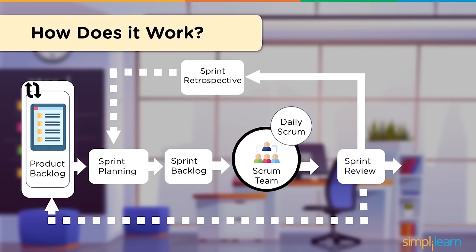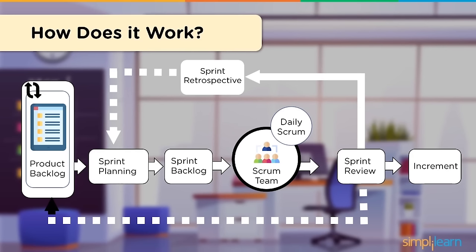They also have a sprint retrospective. Now, during this session, past mistakes, potential issues, and new ways to handle them are identified. Data from here is incorporated into the new sprint plan. The final step is the increment. Here, a workable and usable output is provided to the stakeholders. So now that we know how Scrum works, let's have a look at Kanban.